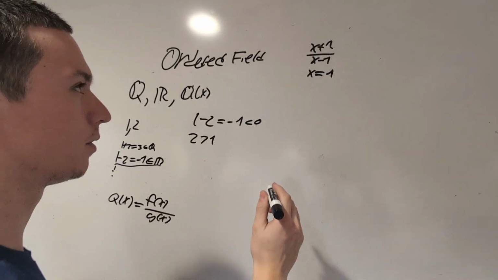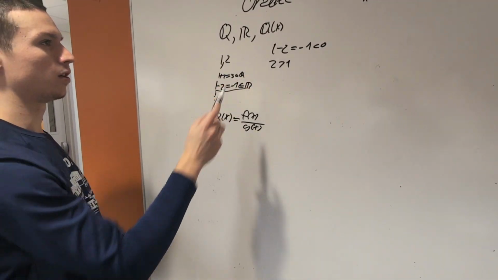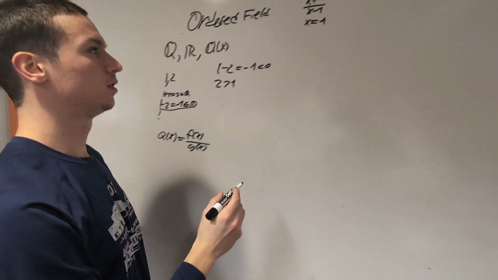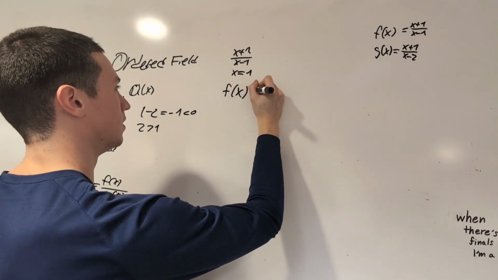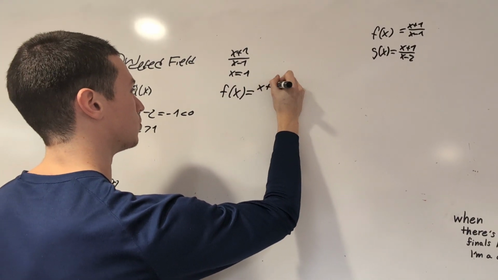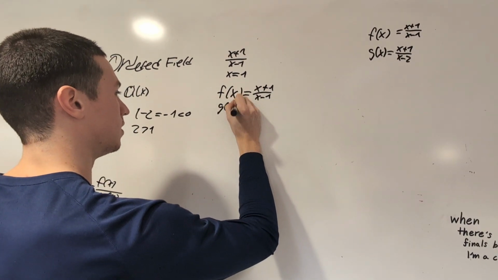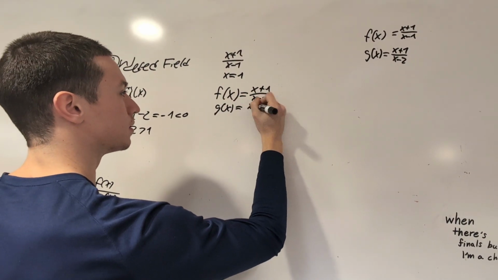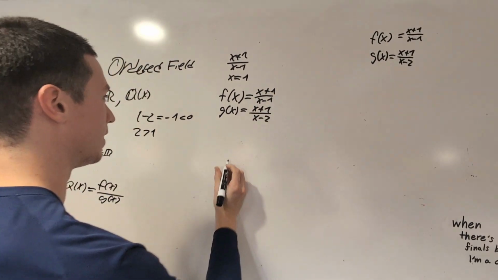So to determine the ordering of rational functions, you do it similarly to the way that you determine the ordering of other ordered fields. You can take two functions, let's just say f of x equals x plus 1 over x minus 1, and g of x equals x plus 1 over x minus 2. And you can subtract them.